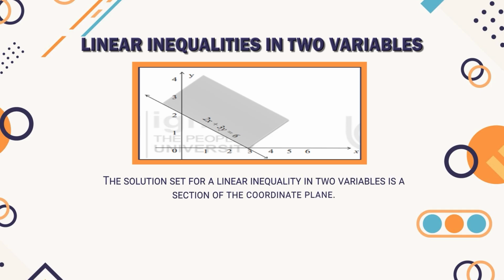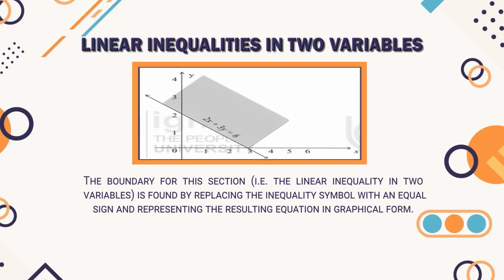The solution set of a linear inequality in two variables is actually a section of a coordinate plane, because we are having two variables x and y. If we are having a single variable x, then obviously it will be a one-dimensional representation and the solution will be represented only on a line. But in this case, we are having two variables x and y, so the solution set will be represented by a plane. Now, it is very important to understand how to represent the boundary of the section.